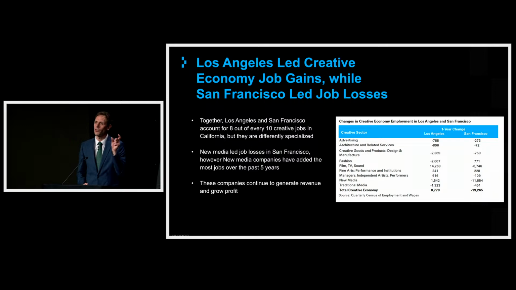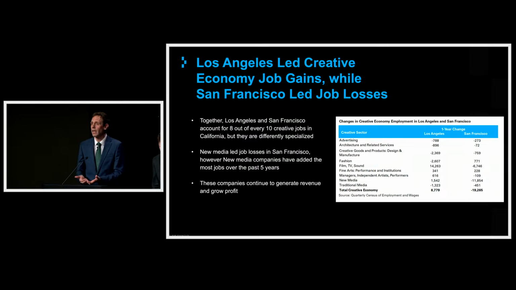By contrast, you remember in an earlier slide I showed you that the new media sector was the worst performing industry over the past year, and most of those jobs are located in San Francisco. And if new media was having struggles, that would be a problem for the broader creative economy because it employs more creative economy workers than any other part of the state's creative economy. But we wouldn't want to overinterpret a short-term blip.